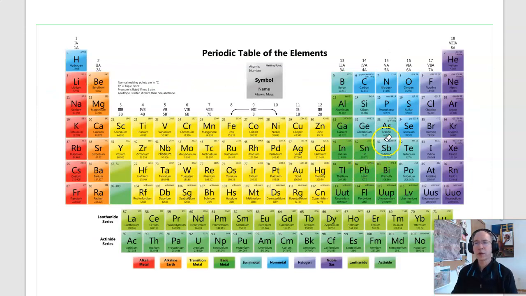So going back to chemistry, here's the periodic table of the elements. In the far right-hand column, you've got the noble gases. These are the inert gases. They don't interact with other atoms. They don't want to give up electrons. They don't want to accept electrons.